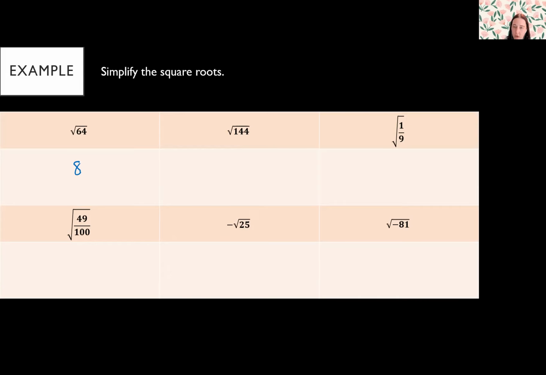Square root of 144. So you're saying, what squared is 144? 12 squared is 144. So the square root of 144 is 12. Again, you can just type that in your calculator.